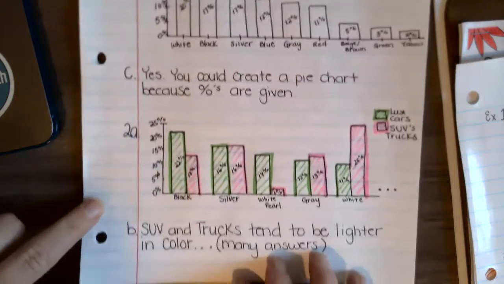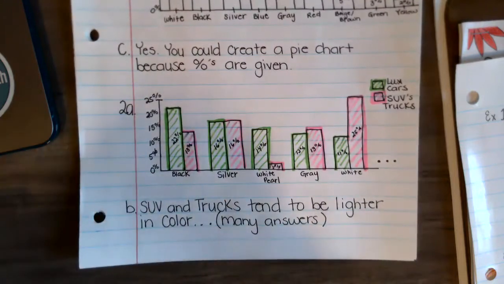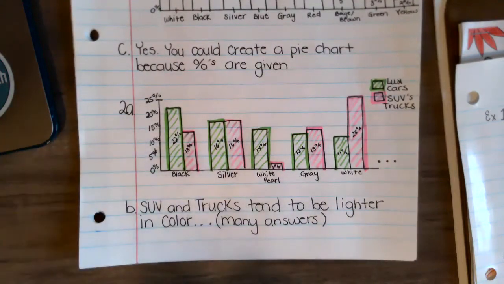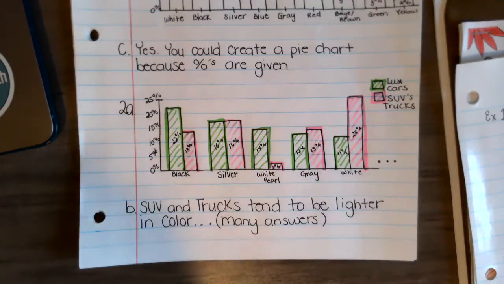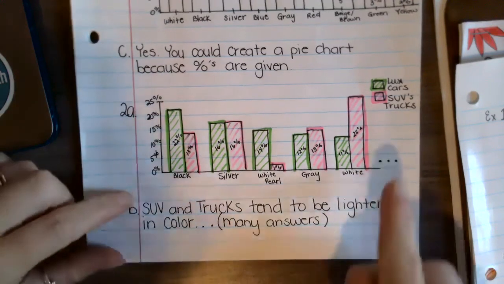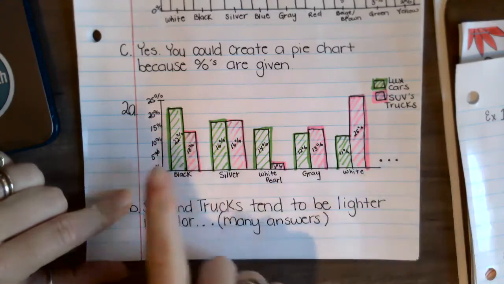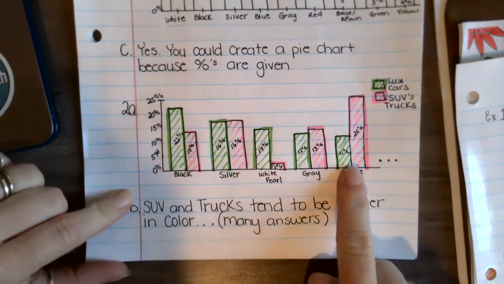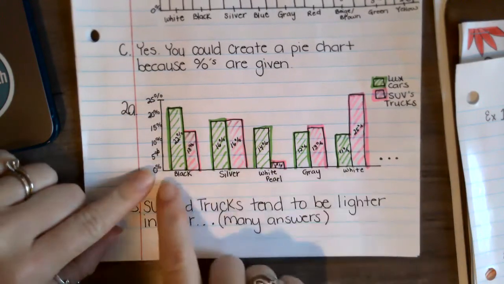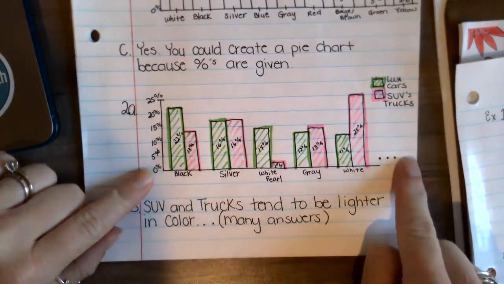Moving on to number two, it gave you an actual breakdown on this one of luxury cars and SUVs and trucks. You'll notice I actually didn't finish out the entire graph. I did the first part of it here and ran out of room, but I wanted to just give you the idea of what this graph would look like.